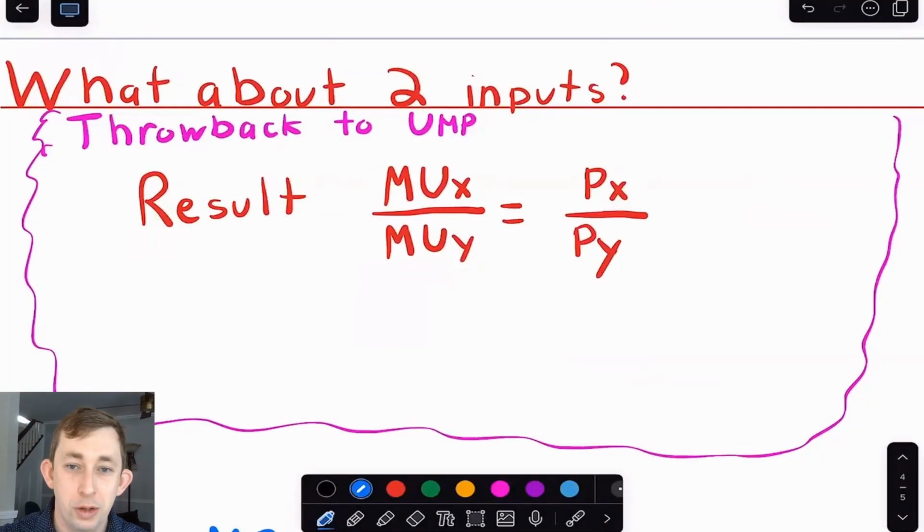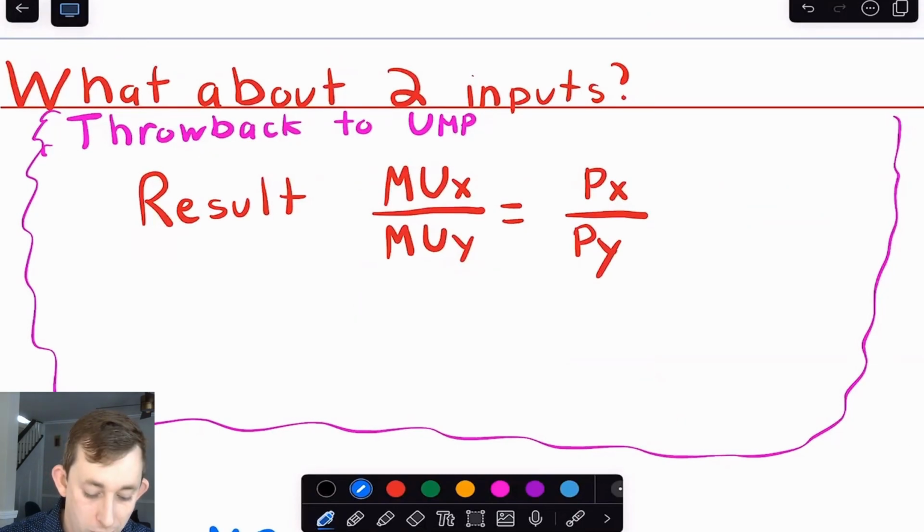Now, what if you have 2 inputs? What if you're making tumblers with both machines and Sallys? Remember in the utility maximization problem, we had 2 goods, and we said that the marginal benefit of one good was equal to its marginal cost. The marginal benefit of the second good was equal to the marginal cost of that second good, and we just divided them. Well, we're going to do the same thing.